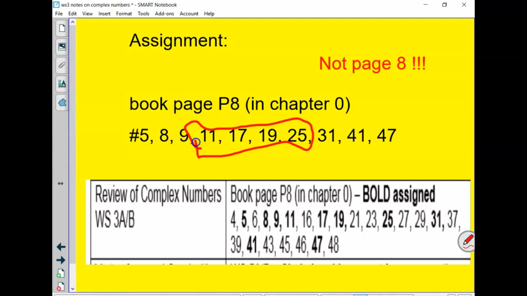Here's the issue, guys, and I'm leaving this on recording. Can you open your book real quick and find these problems? Because they are not on page 8. They're in chapter 0, page P8. Okay, it's before page 8. Can you find P8? If you want to take a picture of P8 right now, so that you don't have to get your book out again, the homework is going to be on P8. All right, turning the recording off.